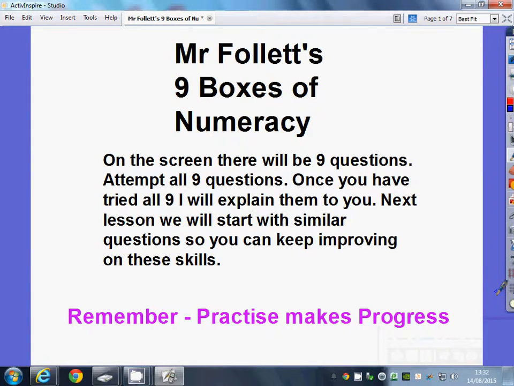Hello, welcome to the 6th in the series of the 9 boxes of numeracy. Again, hopefully you're starting to make improvements, starting to develop confidence, and getting quicker as you're working through these questions.